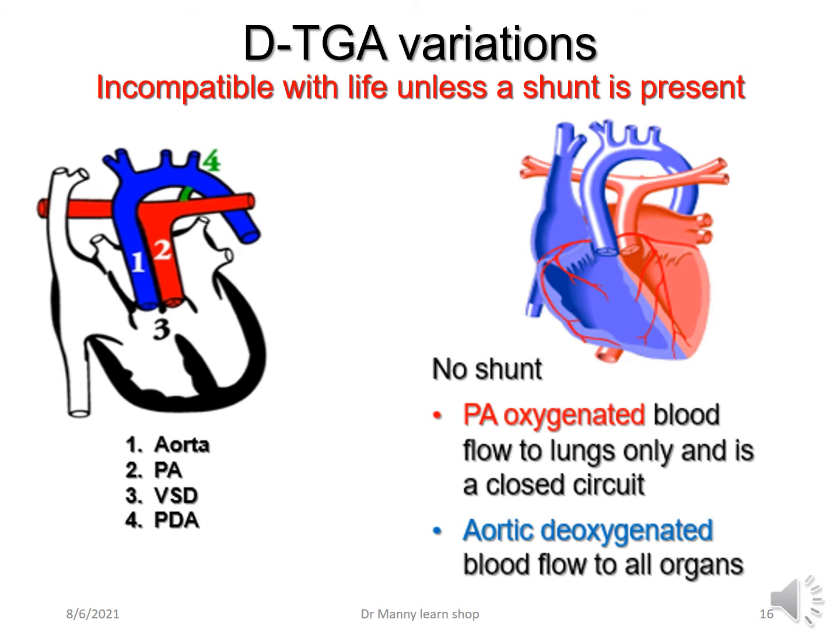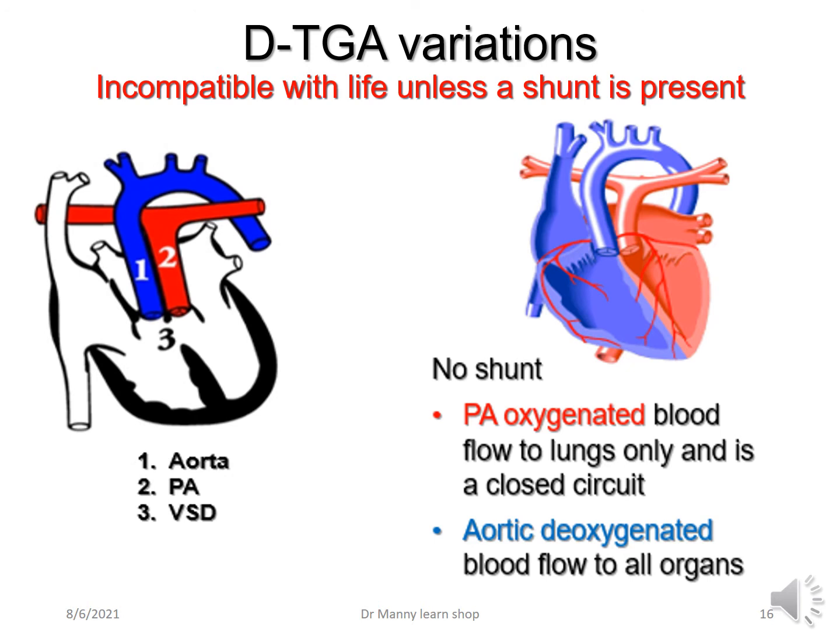However, the image that you're seeing in front of you, you've got the aorta, the pulmonary artery, a VSD, and a patent ductus arteriosus. So there are two shunts present in that situation, which means it's still compatible with life. Another variation could be just a VSD, ventricular septal defect, which means that there's a shunt. So you get a mixture of oxygenated and deoxygenated blood. Sure, the infant, the child, the newborn will be hypoxic, but at least they can still survive. With no shunt, they won't survive.